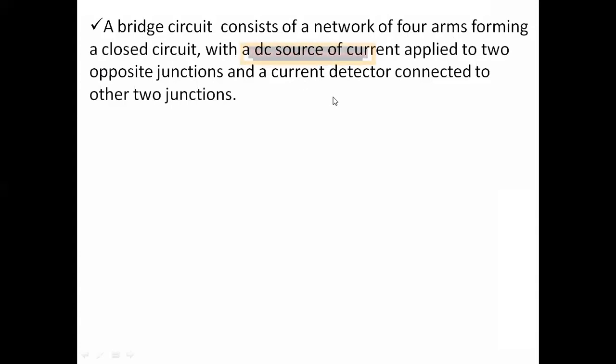For that we apply a DC source. By combining these four arms, we get four junctions. At two opposite junctions, we apply the input excitation source, and at the other two junctions we get the output. We measure the output by using a current detector, which is connected to the other two junctions.